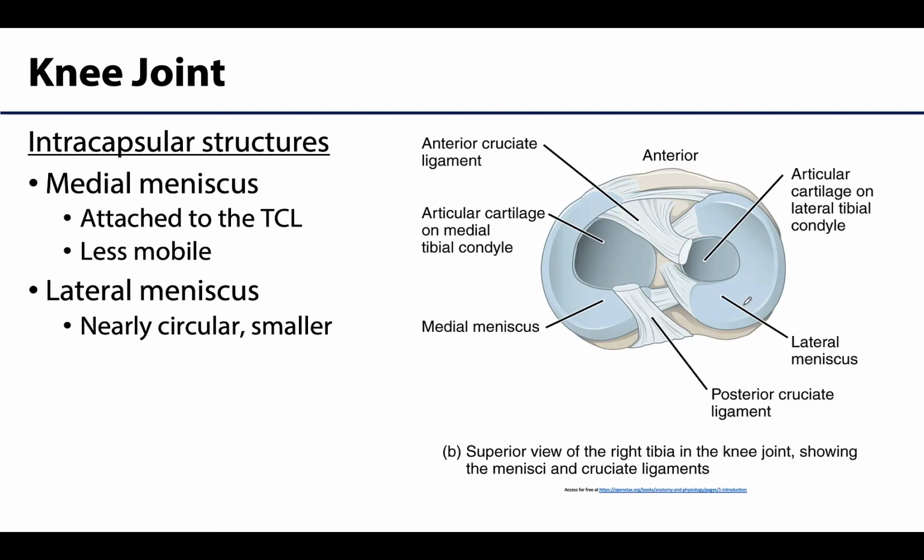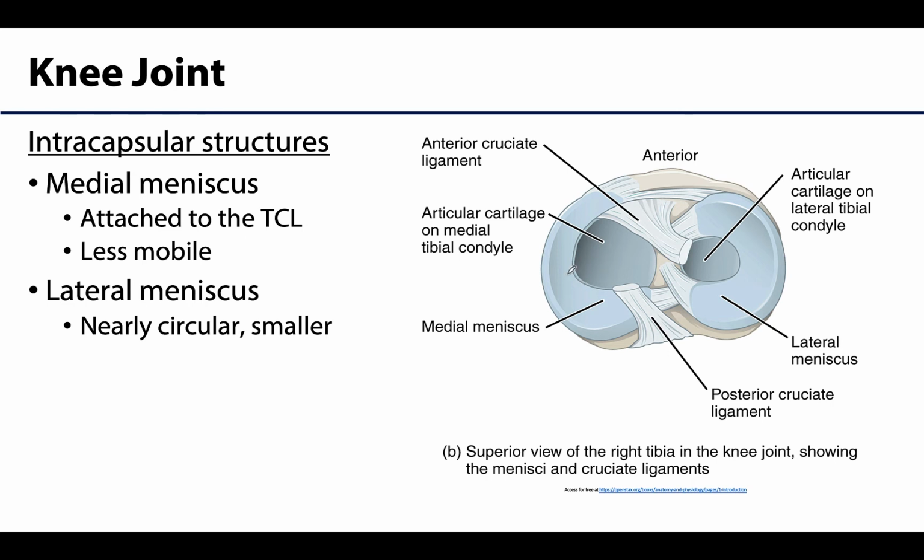So let's talk a little bit about those menisci. Recall, menisci are fibrocartilaginous, kind of incomplete discs that are located on articular surfaces. And in this case, these are going to be located on the articular surfaces of the tibia. And recall, those tibial condyles are very shallow, so these menisci allow for a little bit of a better fit. It also plays an important role in terms of shock absorption.